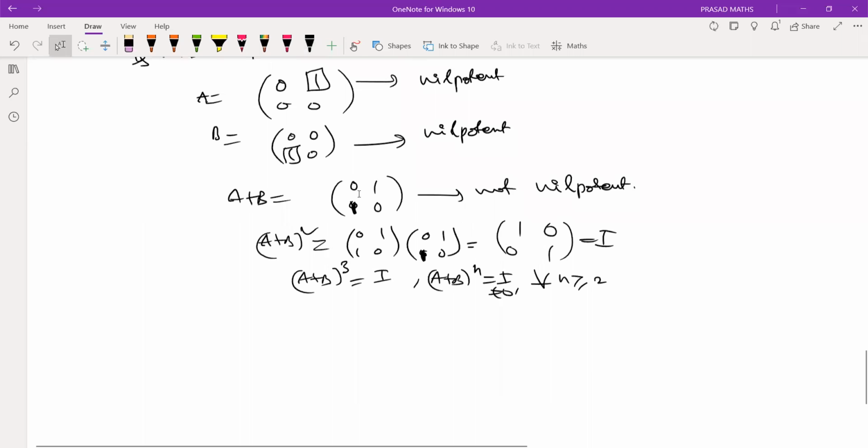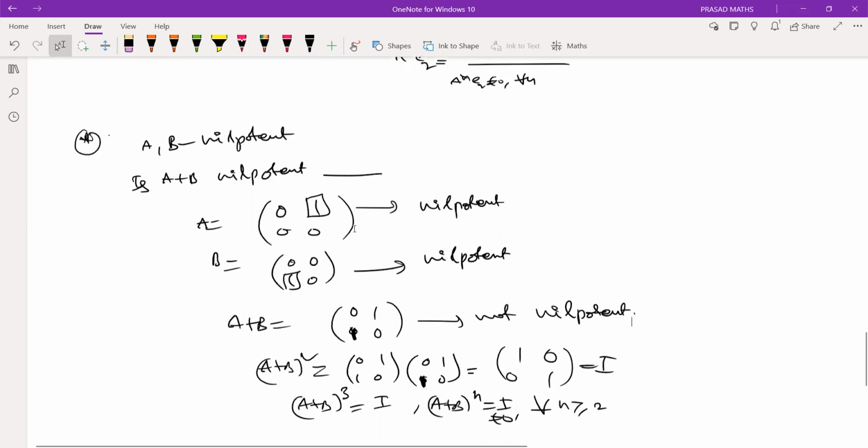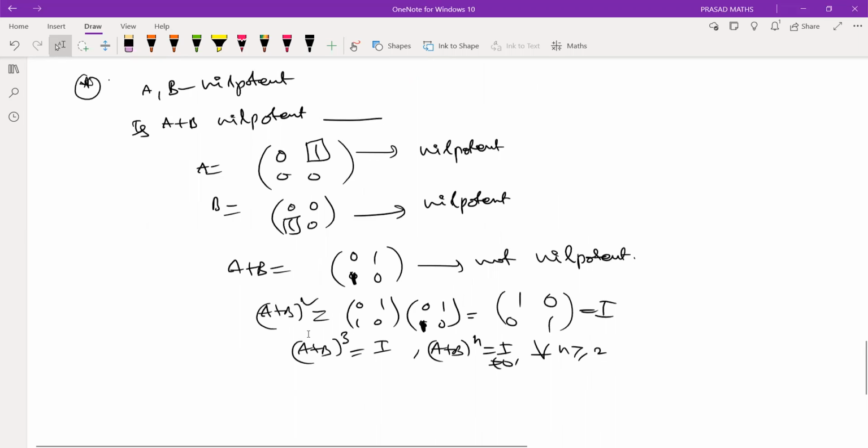Is it clear? Yes. What about an involutory matrix, sir? Yes, A plus B is an involutory matrix, because A plus B whole square is I. Therefore, it is an involutory matrix. A is nilpotent, B is nilpotent, and A plus B is an involutory matrix. But in general it is not necessarily true. Okay, sir. Okay.